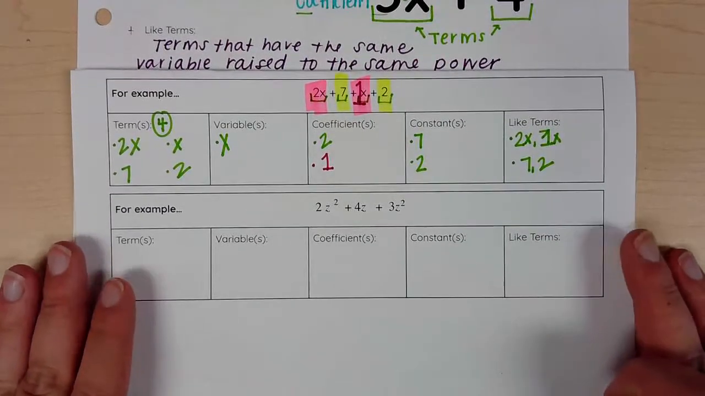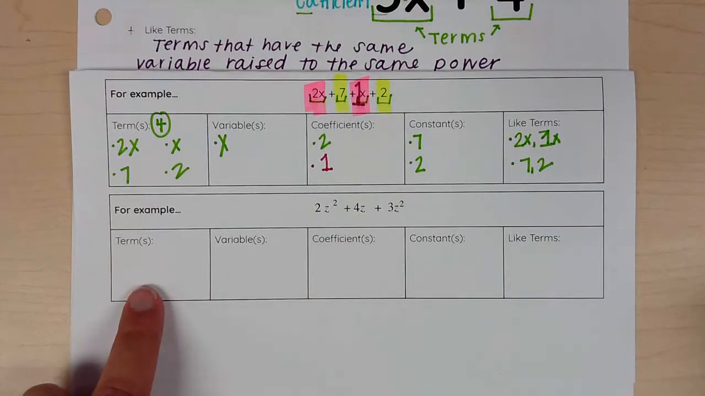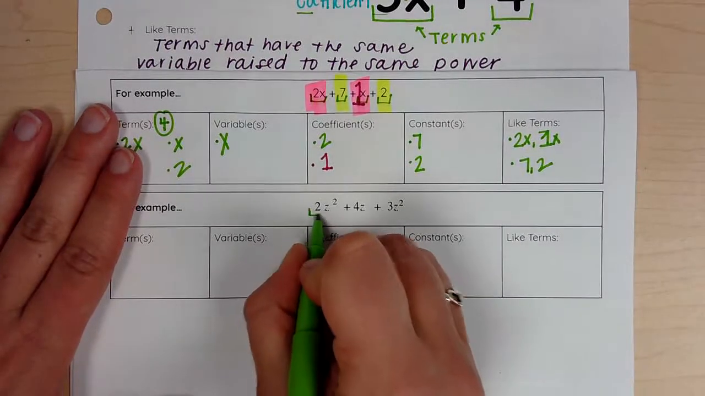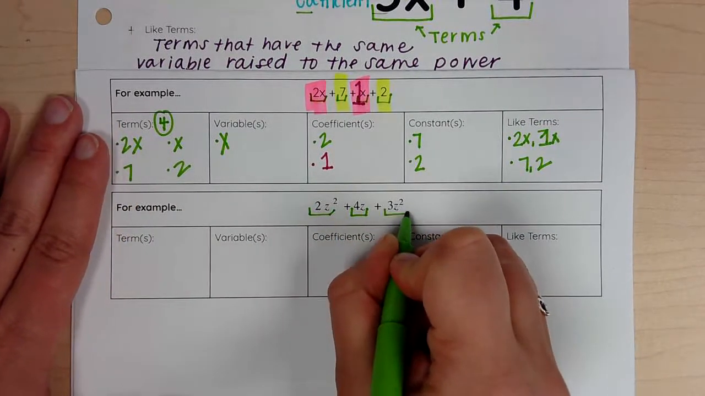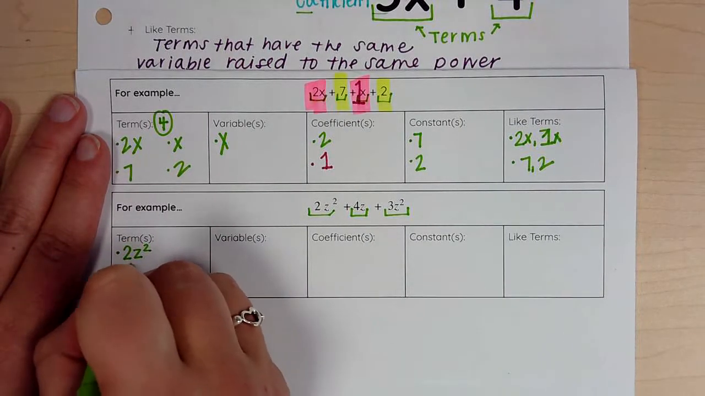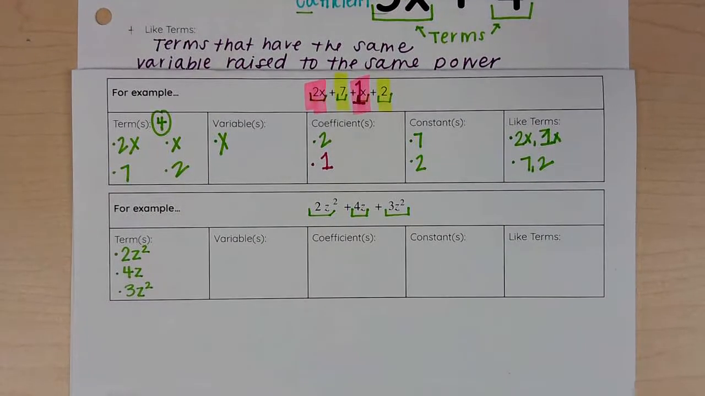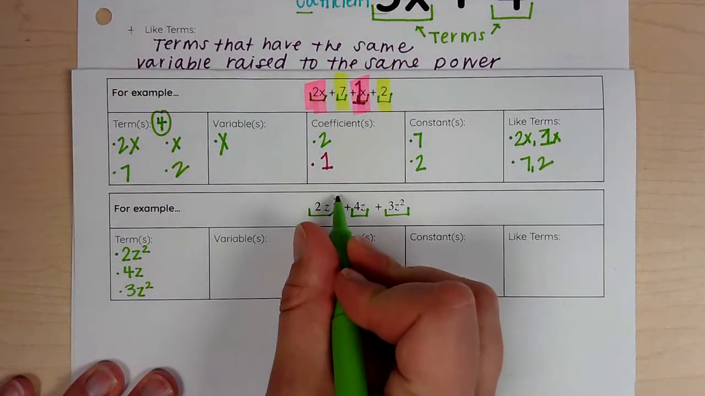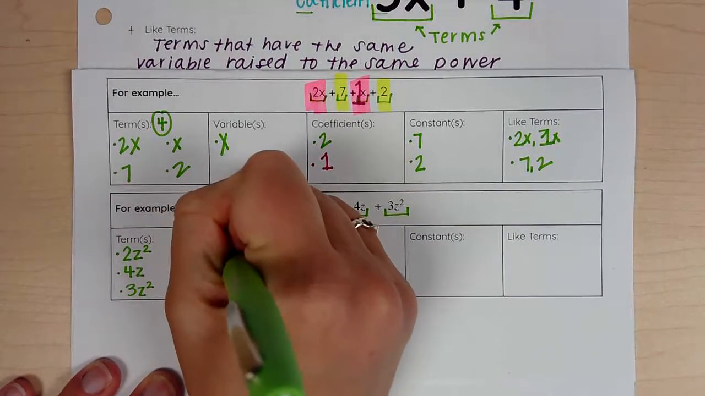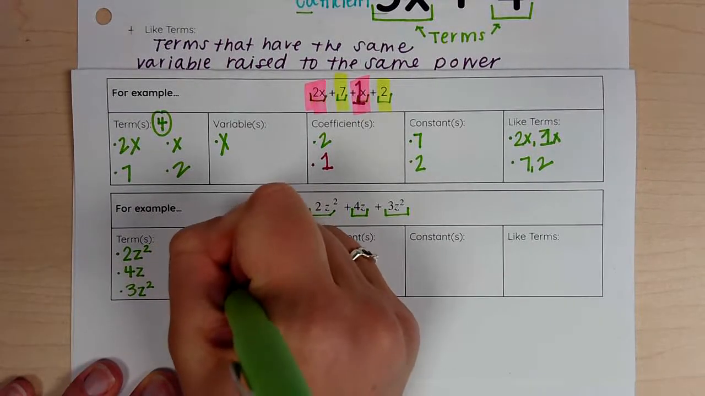We've got 2z squared plus 4z plus 3z squared. How many terms do I have here? Well, I've got 1, 2, 3 terms. So I'm going to list those here. 2z squared, 4z, and 3z squared. Variables. What are my variables here? Well, I've got z squared. That z is attached to that squared here. And then I also just have my z.